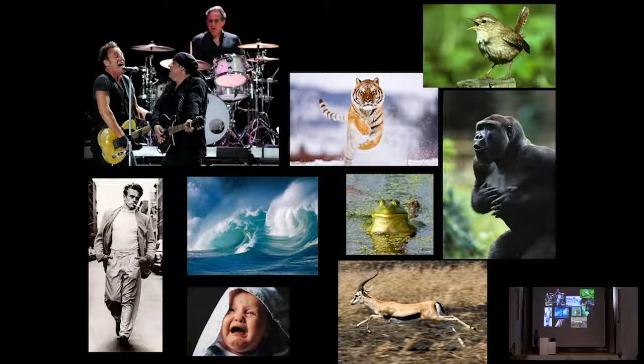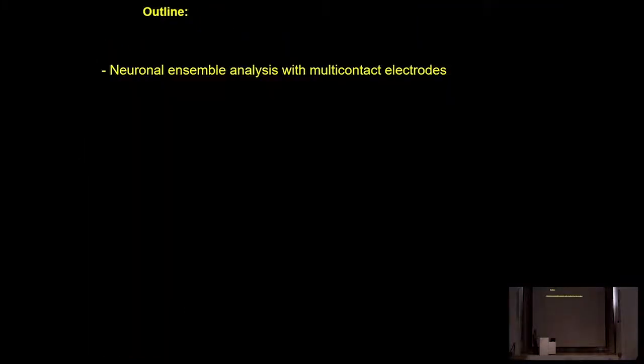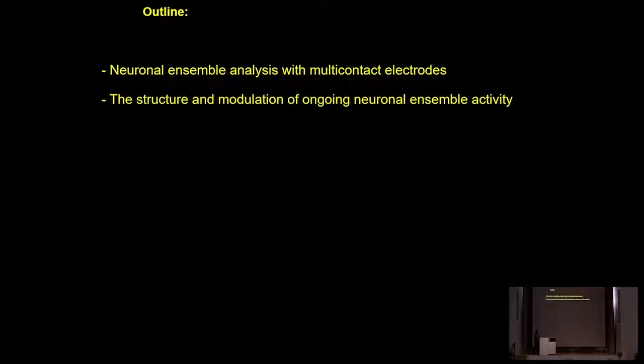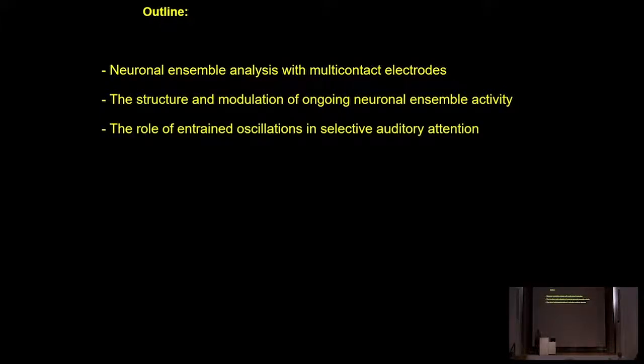So these mechanisms will be what I will talk about, mostly in the primary auditory cortex of macaque monkeys. In the first part of the talk, I will briefly describe the recording technique we use in the lab, and next I'm going to talk about the structure and modulation of ongoing neuronal ensemble activity, and the role of oscillatory entrainment in auditory selective attention. And in the second half of the talk, I will try to talk about why this is all relevant to speech perception, since this is why we are here.